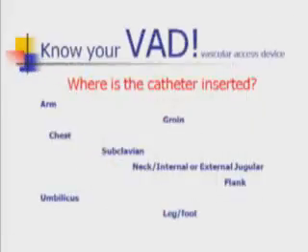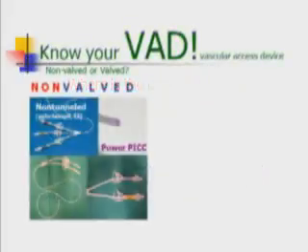These are the most common sites for catheter placements. Infusions can also occur through devices placed through the translumbar, hepatic portal, or intraosseous approach, but these are not common. Access devices can be valved or non-valved. It is important to understand the difference.